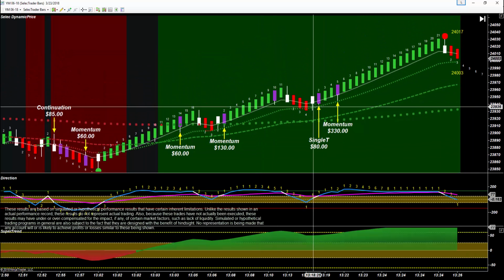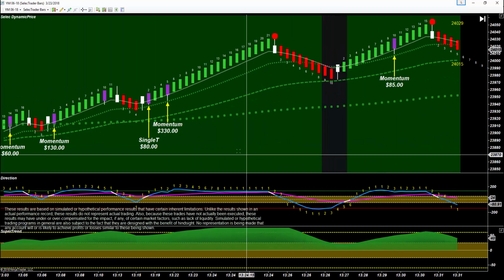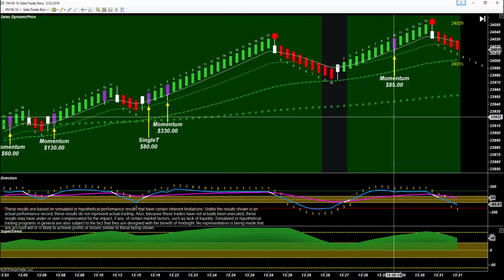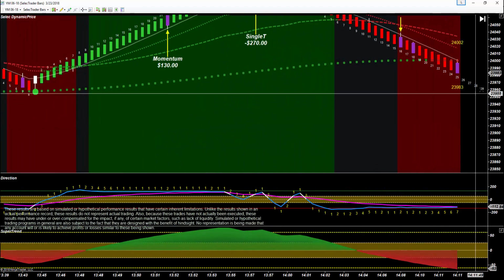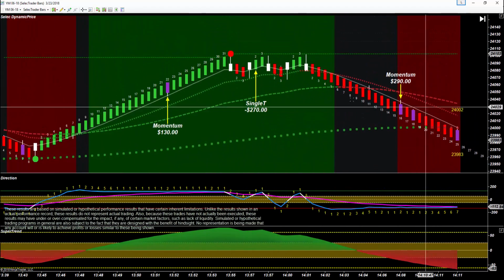Then we have a single T long, just hitting profit target into this momentum, which lets us grab the rest of this run. Very clean, no tails along the way. We have another momentum at 1330.